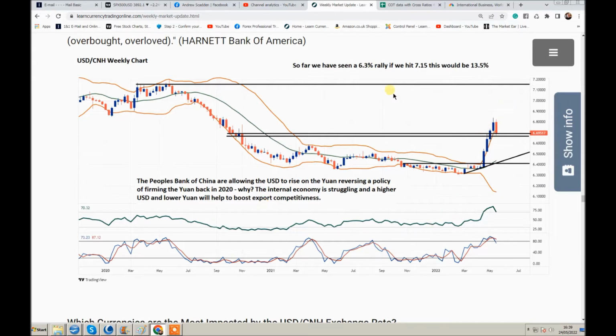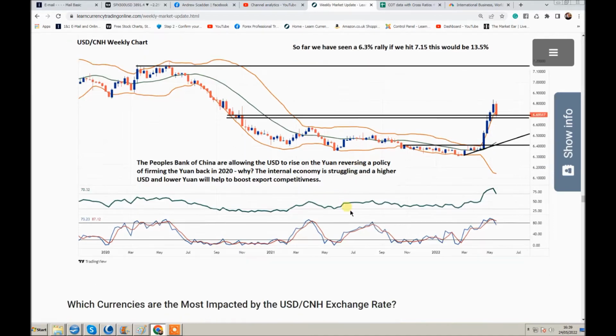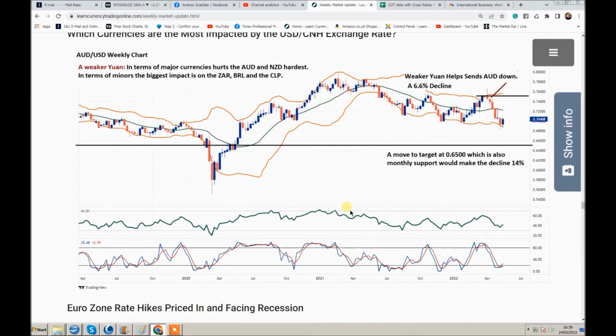Now, if you look at this chart and the rally, compare it to the next one, which is of the AUD against the USD. So what you have here, a weaker yuan helps send the AUD down. Okay, so that move, sorry, where have I written it? Oh, there, 6.6%. It's almost the same as the USD move on the yuan. The yuan is a major driver of the AUD.